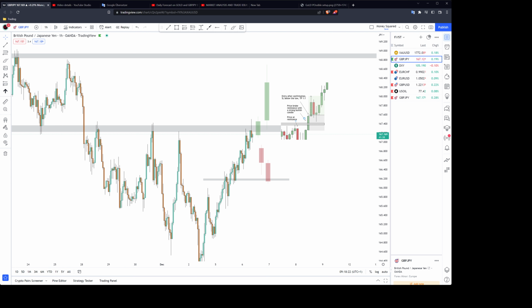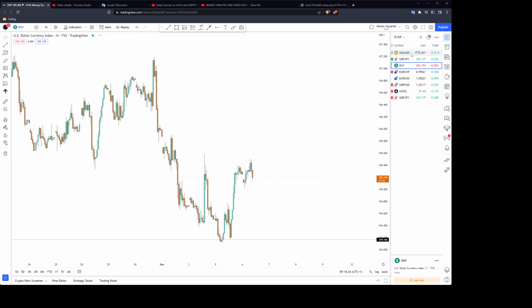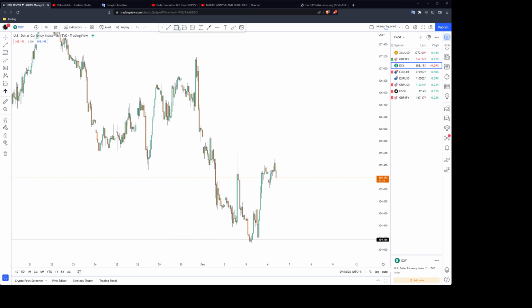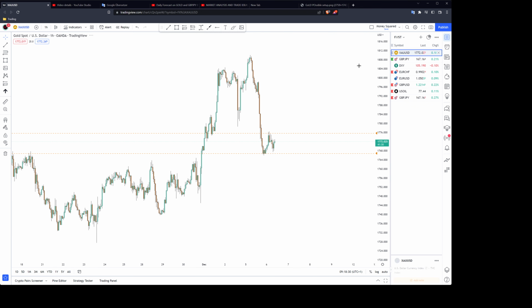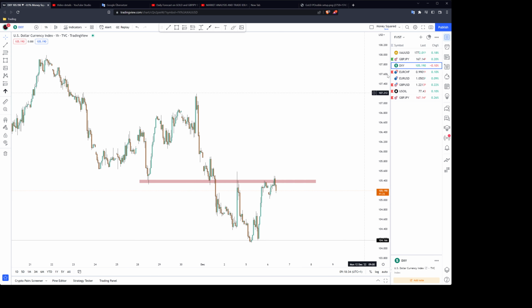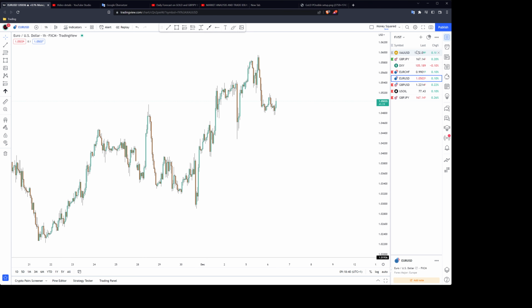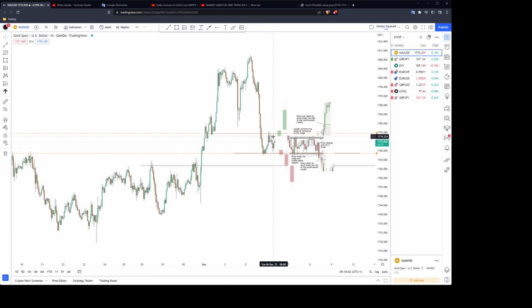So yeah, this is about our daily roundup. We go ahead and we check. Dollar is also at this resistance, so gold should be good to go up if we fail to break this resistance on dollar. And yeah, so this is what I'm expecting in gold.